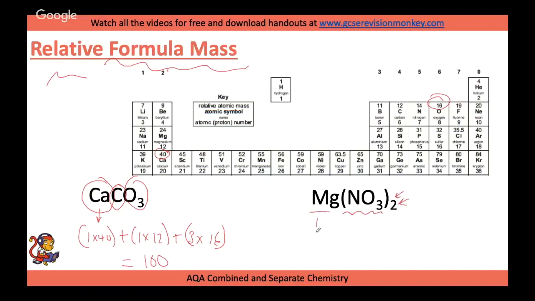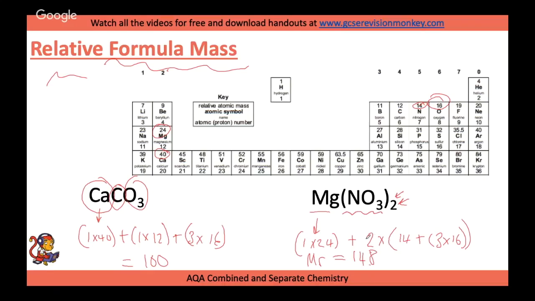So magnesium, there's just 1 of those. And I'm just getting the 24 from here. There's just 1 of those. And all of this in the bracket needs to be multiplied by 2. So we need to add that to 2 lots of 14 for nitrogen, and then 3 lots of 16 for the oxygen. And if we do that, we will get a total relative formula mass of 148. And you may well see that written as Mr, relative formula mass.